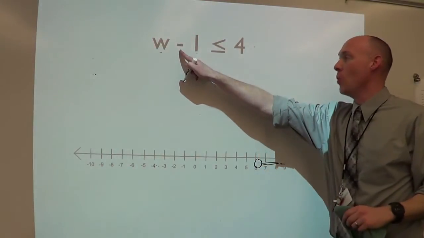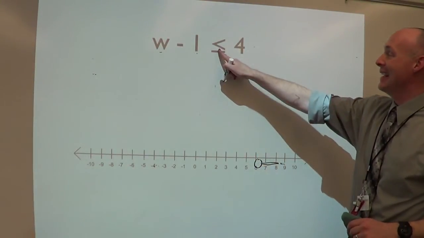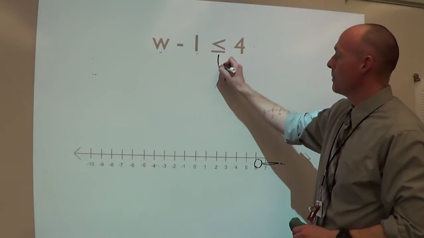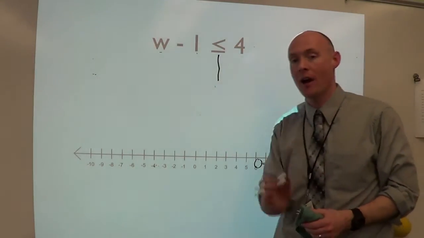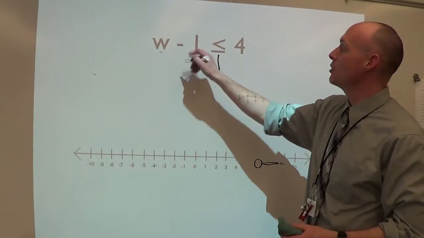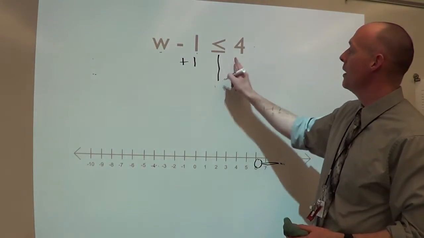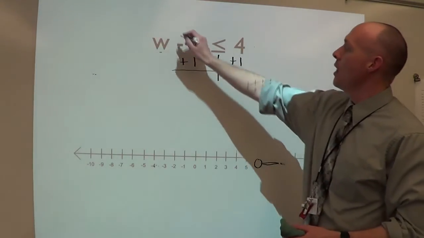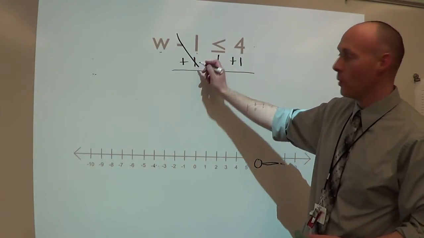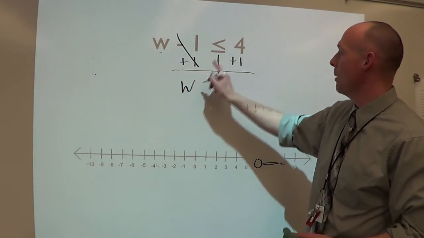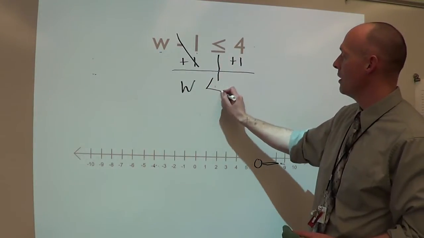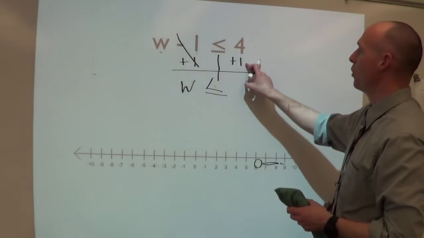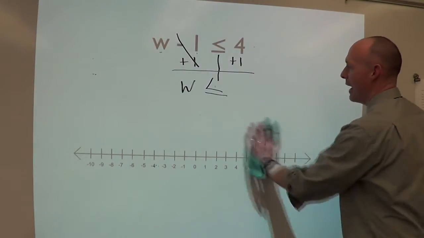w minus 1 is less than or equal to 4. There's my inequality, so that's where I'm going to divide it off. And because it's minus 1, we're going to add 1. And we're going to add 1 to this side. Perfect. Those ones will cancel, or bring us to 0. W, bring down my inequality. W is less than or equal to 4 plus 1, which is 5.